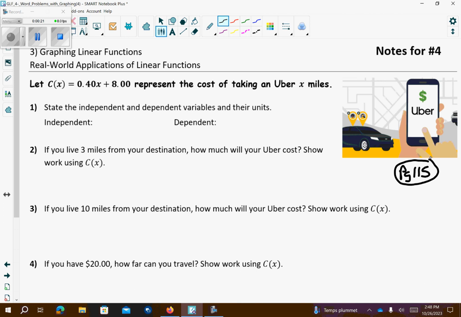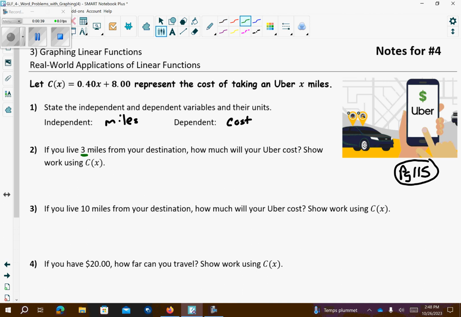Okay, this problem looks very similar to the one that was on the test, and I worked it out the other day. So our independent variable is going to be the miles. Our dependent variable is going to be the cost, you know, how much something costs. In this case, it's an Uber ride.